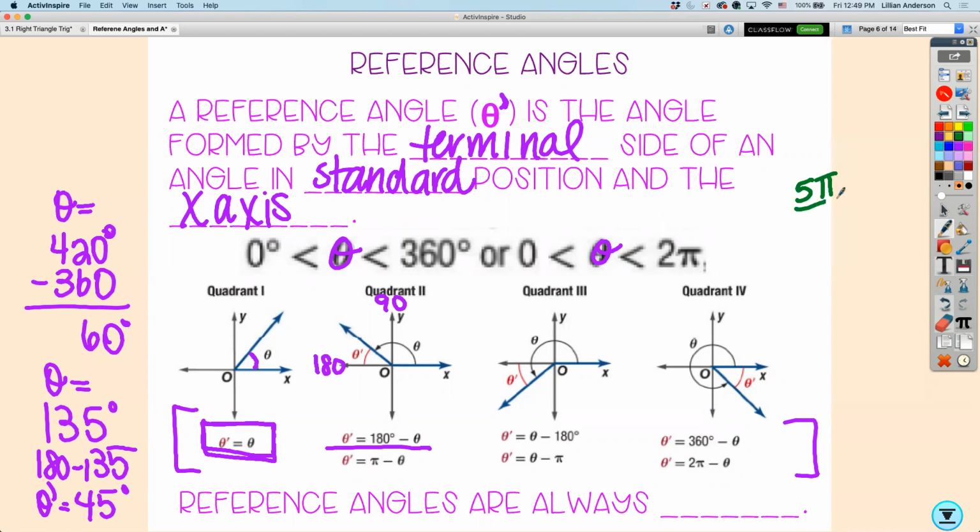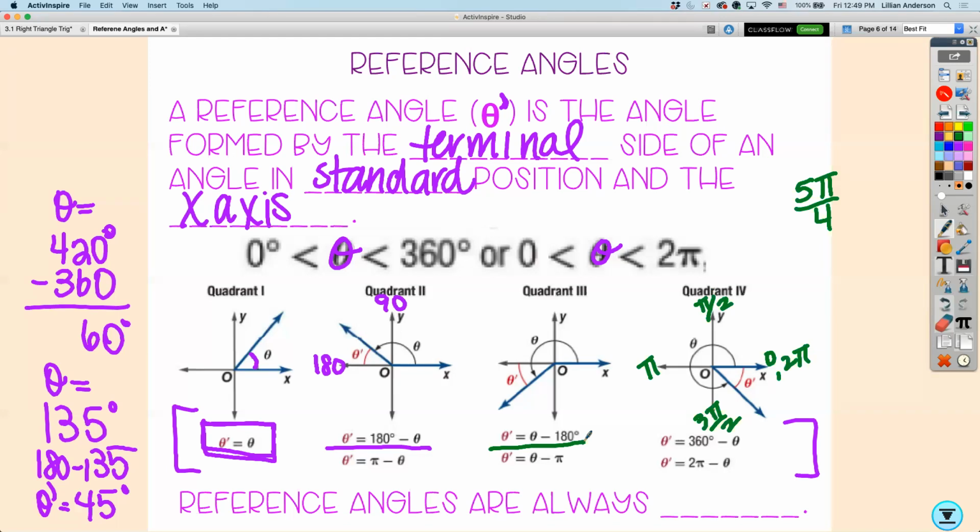Let's look at a radian. 5 pi over 4. Use your knowledge. This is 0. This is pi over 2. This is pi, 3 pi over 2, and 2 pi. What quadrant does 5 pi over 4 lie in? The third quadrant, because it's bigger than 1, but less than 1 and 1/2. So the reference angle is going to be theta minus pi.